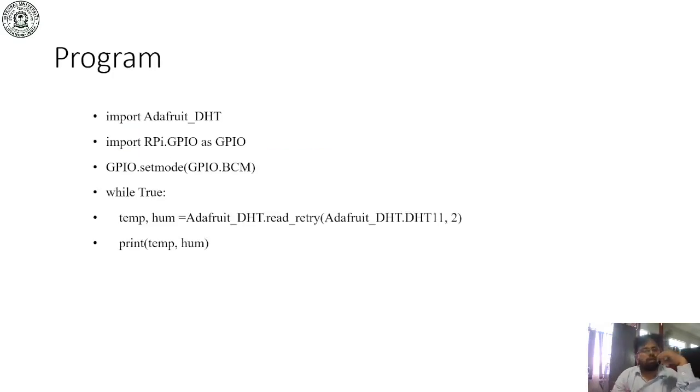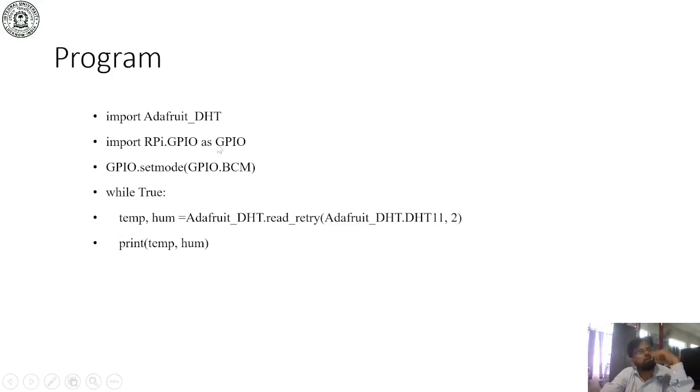Okay, and now this is the program for the humidity and temperature sensor. So what this program consists of, the first line is import Adafruit DHT, because we need this library for the working of the digital humidity and temperature sensors. We have to include it, Adafruit underscore DHT, okay, library.